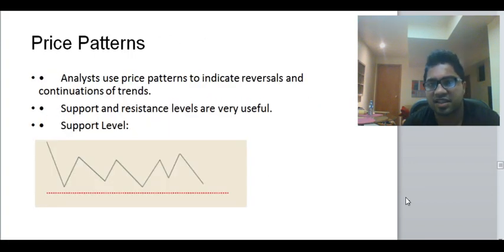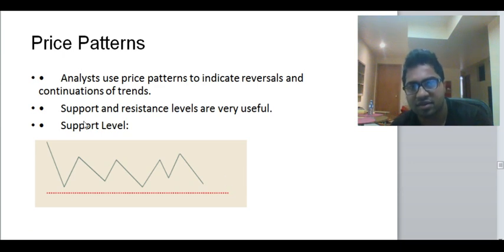First is price patterns. Analysts use price patterns to indicate reversals or continuation of trend. Price patterns are visible on a chart. A chart in technical analysis is a graph with time on the x-axis and price on the y-axis. So you see price behavior over time to predict trends. There are two things, support and resistance.